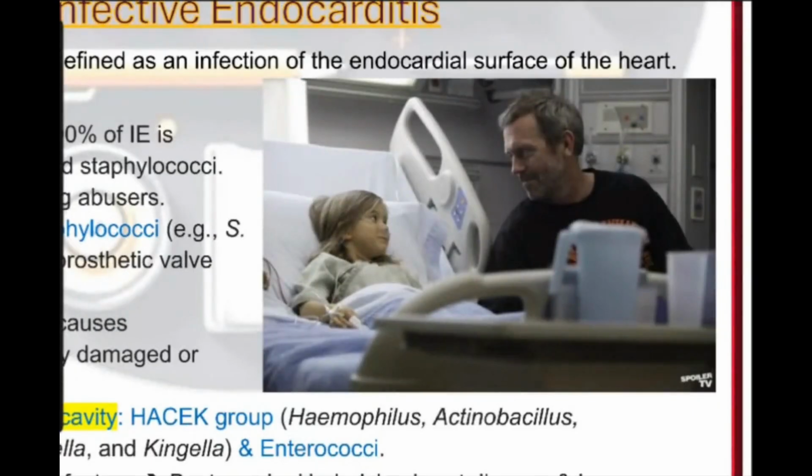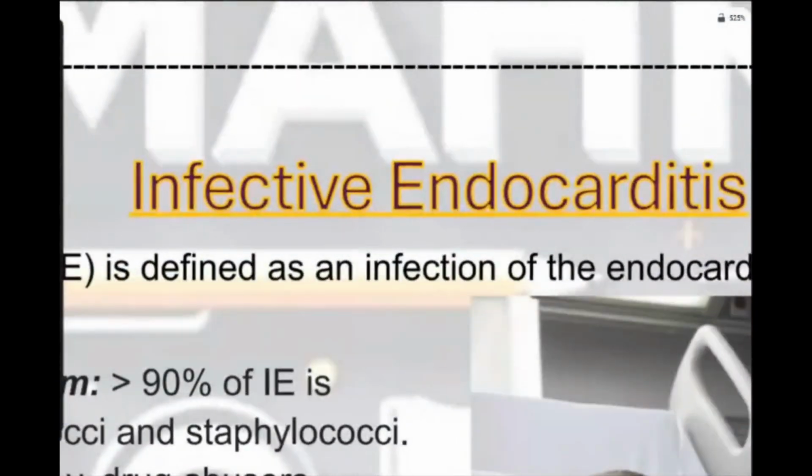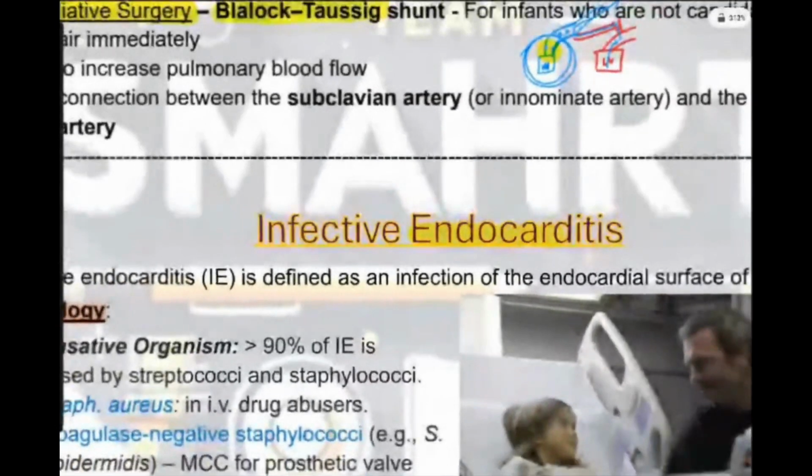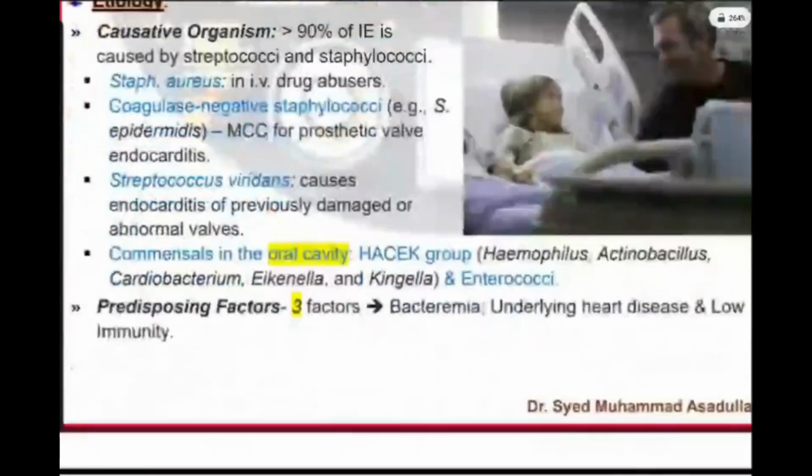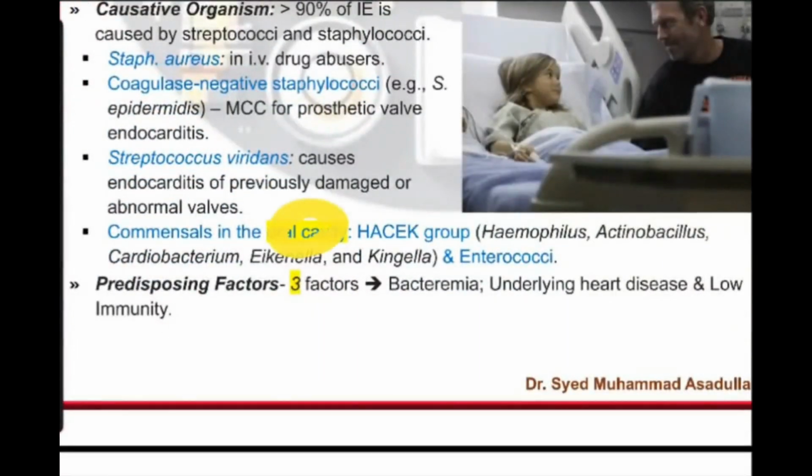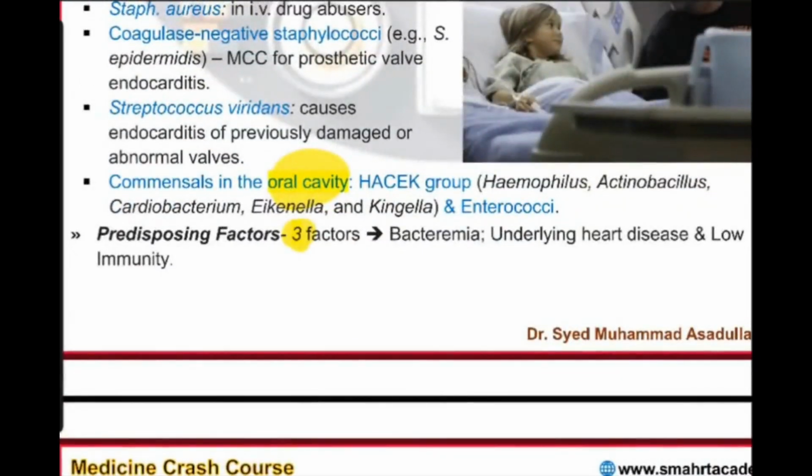What is infective endocarditis? As the name implies, infective means infection. Endocarditis means the endocardium of the heart is getting infected, leading to inflammation. So why is there infection? Most commonly, the infection is because of oral cavity lesions. These people have oral cavity lesions, the dental lesions, and bacteria from the dental caries will go into the blood. So there are three predisposing conditions for infective endocarditis.